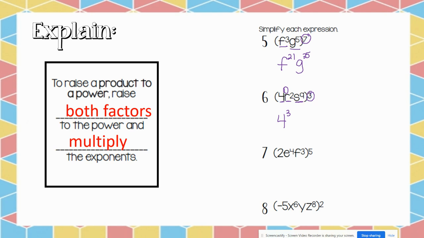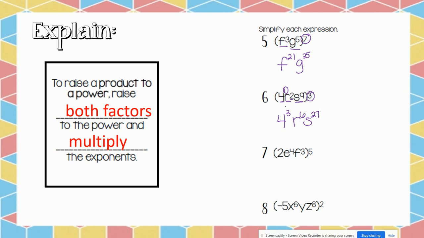For r to the 2nd raised to the 3rd power, we're going to do our exponent of 2 times 3, which is 6, so this is r to the 6th power. For s to the 9th to the 3rd power, we have 9 times 3, which is going to give us s to the 27th power.